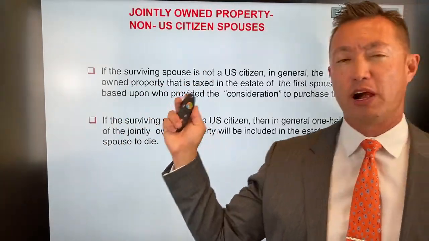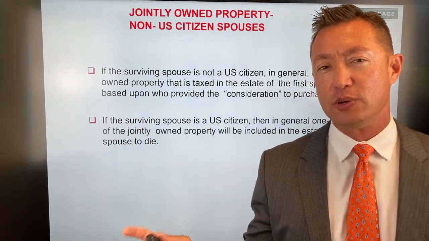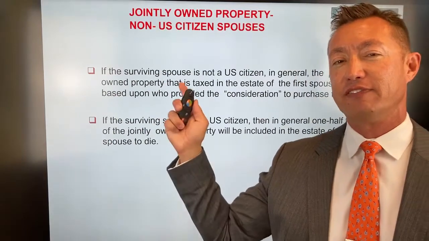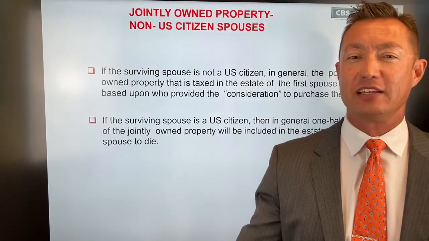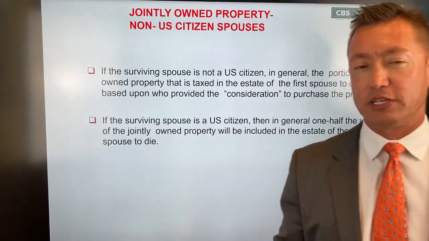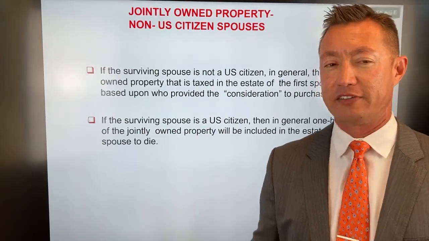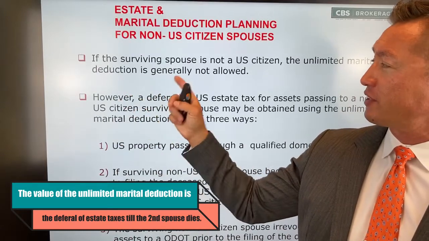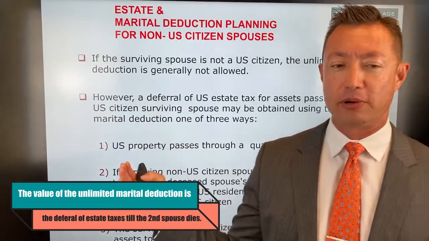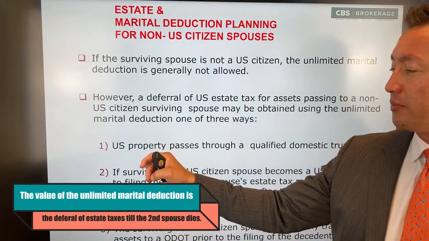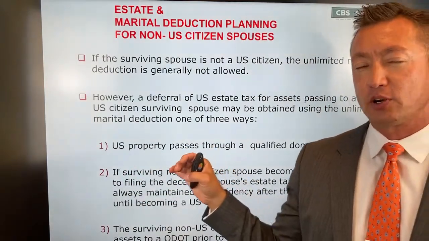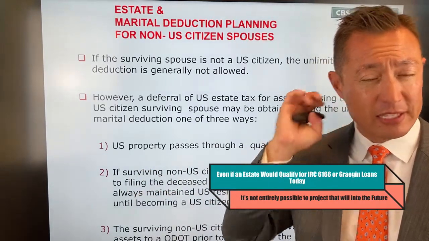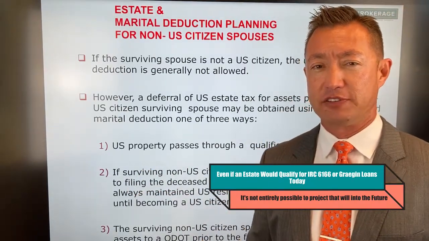The jointly owned property is included in the U.S. resident, U.S. citizen's gross estate if they are the one that gave the consideration for the asset, and only one half of that would be included in their gross estate at the first spouse's death. So, for marital deduction planning, if the surviving spouse is not a U.S. citizen, again, no marital deduction. You can get the unlimited marital deduction if we put it in a qualified domestic trust, or if they become a U.S. citizen by the time they file the estate tax return for the deceased U.S. spouse.